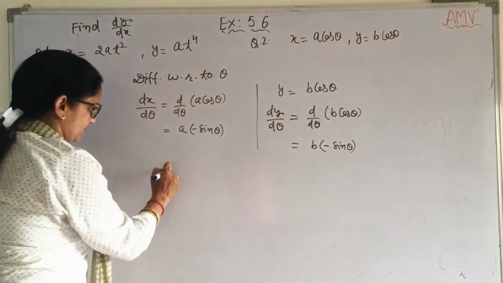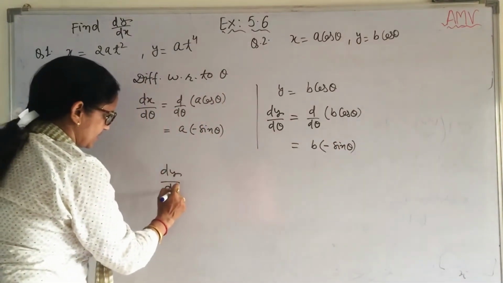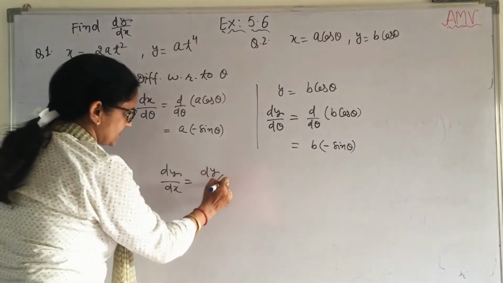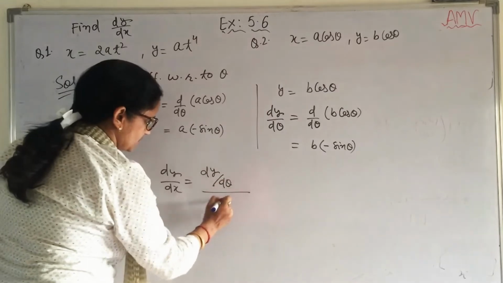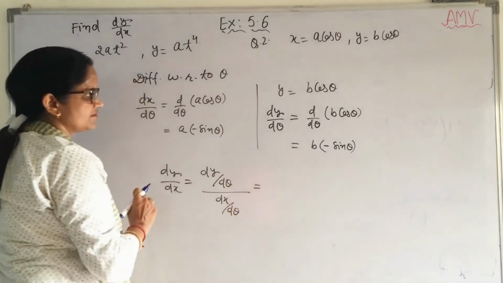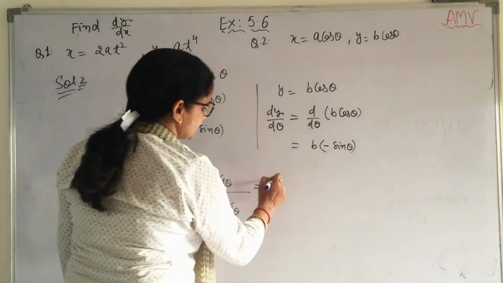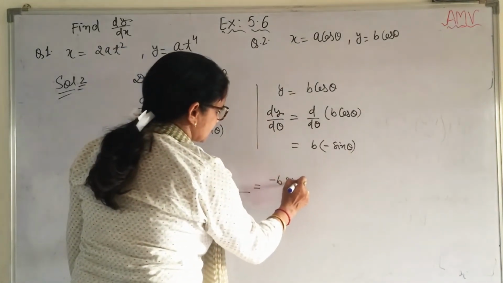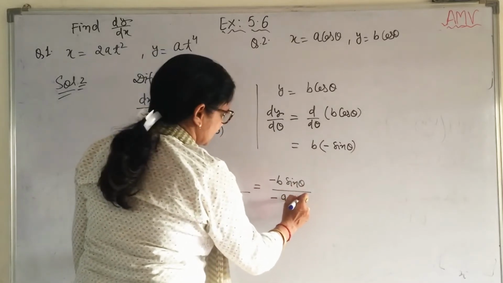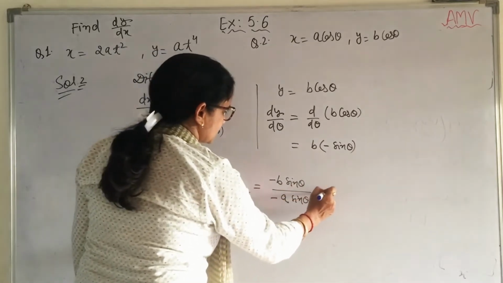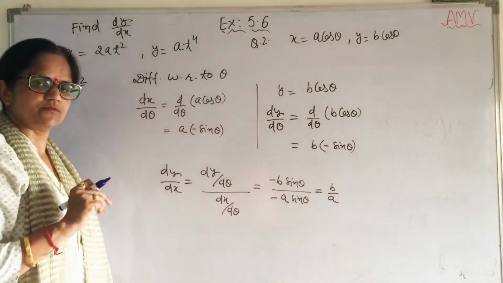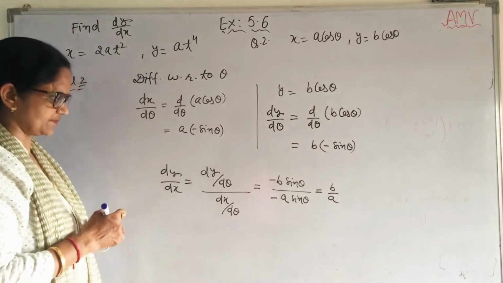Okay, and now find dy by dx. It is dy by d theta upon dx by d theta. Now substitute the values. dy by d theta is minus b sin theta and here it is minus a sin theta. So answer is b by a. Okay. Now move for the next question.